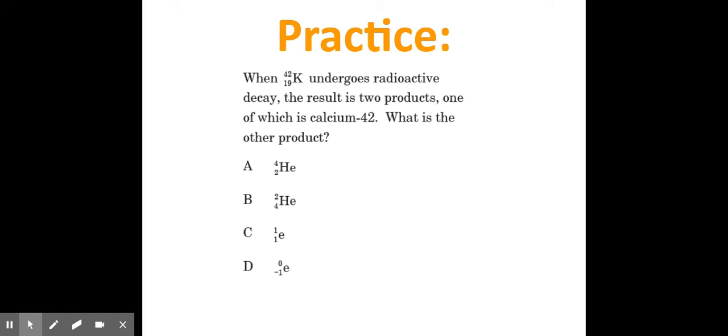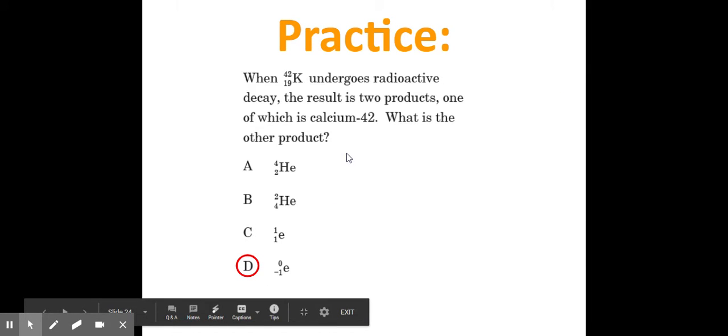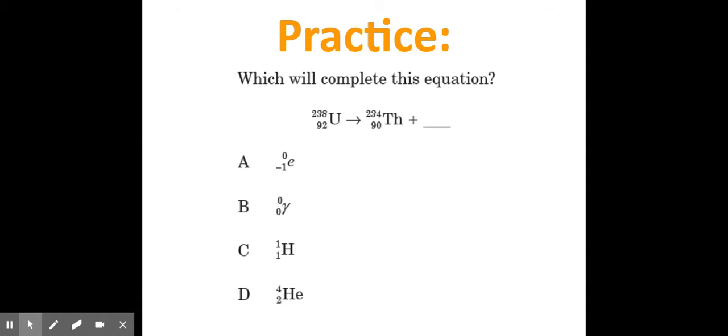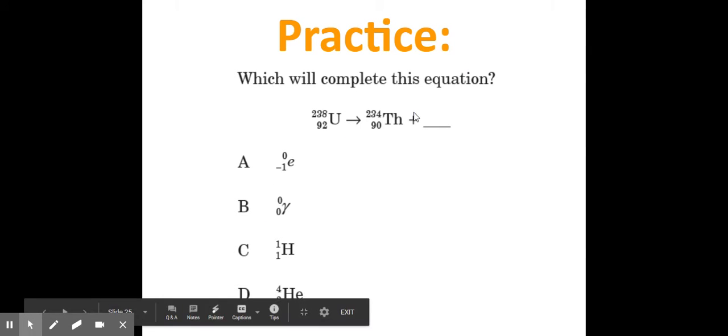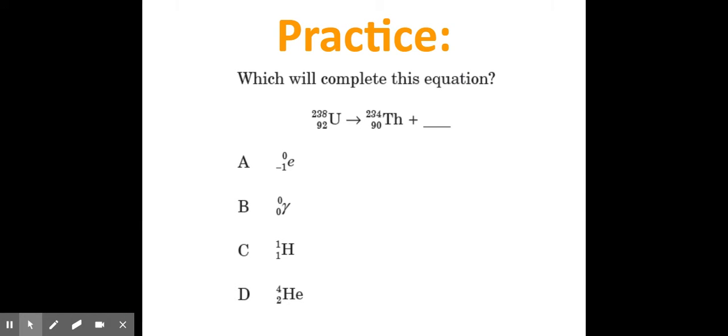Okay, great. Because we were just talking about beta decay, this might have been easy for you guys. You should have gotten D as your answer. Perfect. Which element, or which particle, sorry, will complete this equation? You should have gotten D, the alpha particle. Perfect. Great job.